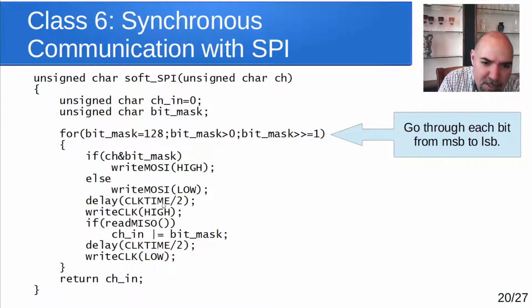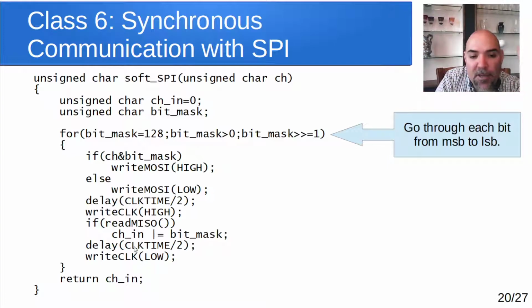And then we have our delay and our clock going high to tick the clock high. After we tick the clock high, we read what came back on the MISO line. If it was a 1, we OR the bit mask, the same position we're on, with our input character that's coming in from the other end. In other words, we're going through each of the bits one at a time, and we're ORing them all together to make the result of what came back in.